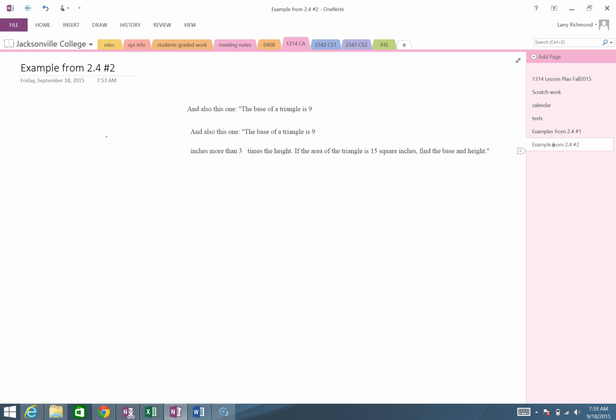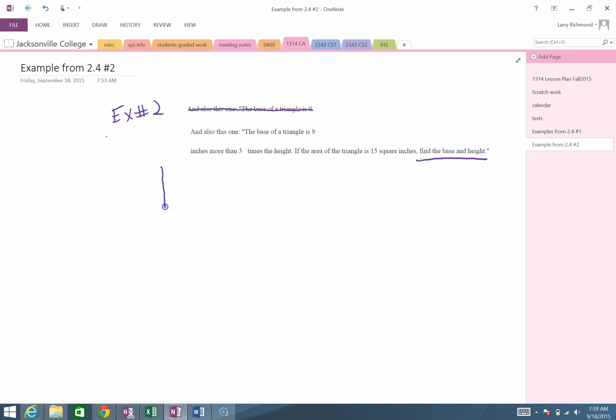Okay, first I get to the question sentence. This is example number 2. It says, find the base and the height. Sounds like we're talking about a triangle. It says the base of a triangle is, well, this is extra information here. I've just copied it twice accidentally. Pardon me. The base of a triangle is 9 inches more than 3 times the height. If the area is 15 square inches, find the base and the height.